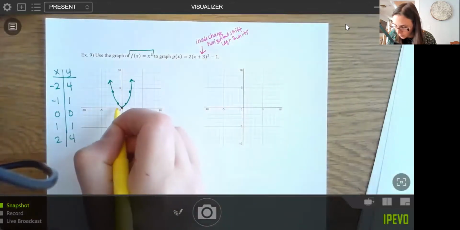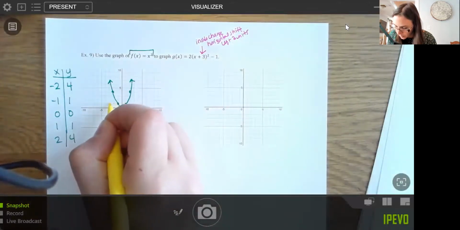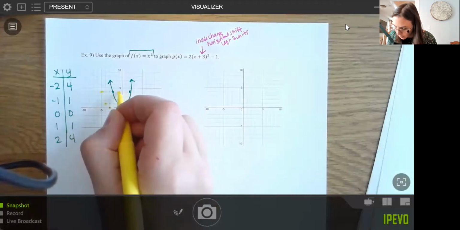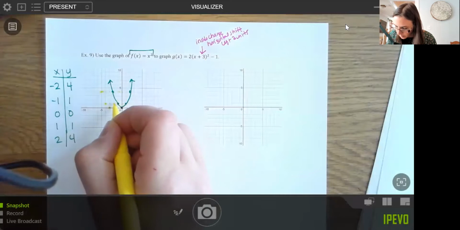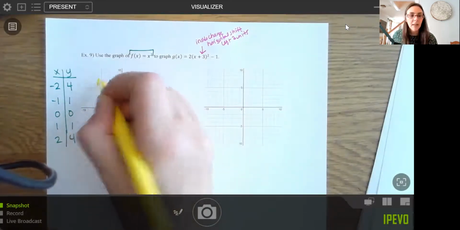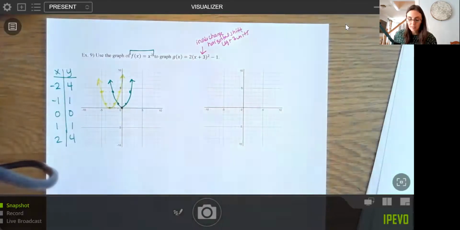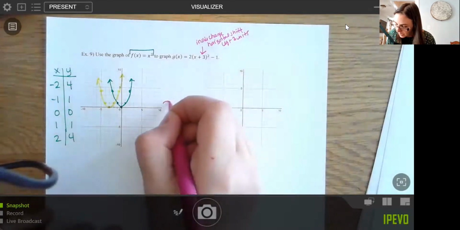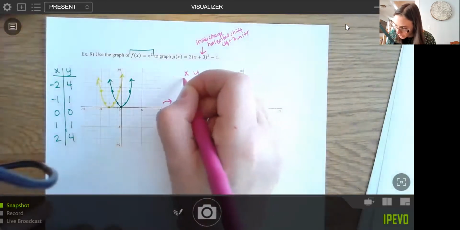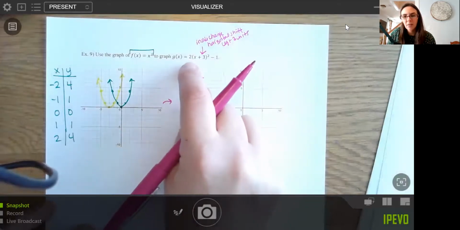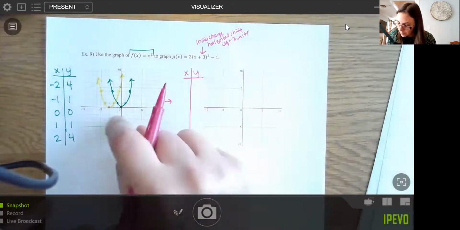So 1, 2, 3, 1, 2, 3, and so on for each point. So my graph is going to end up being like over here, like that. I'm going to redraw it here just to see it a little bit clearer in pink, but that's what I'm doing. And if you want to keep track of your table, which I do recommend, just to help with the multiplying factors and reflections and things, I'm going to rewrite it.